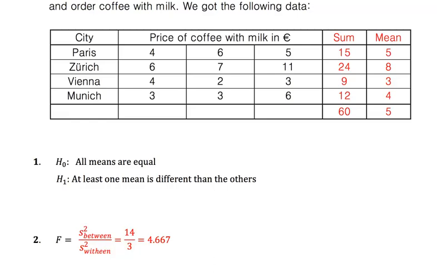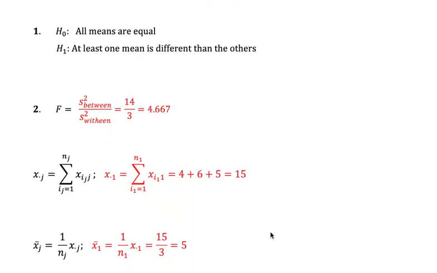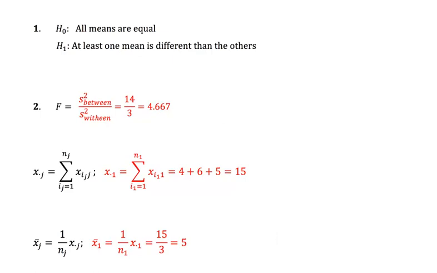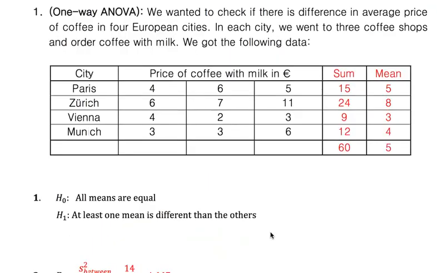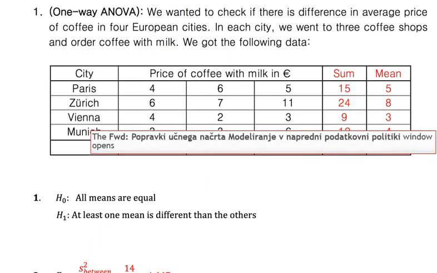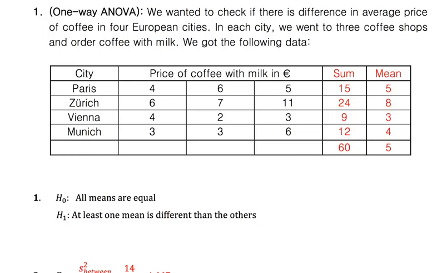So in order to get to the F, you can see here the whole calculation already, but what we need first is the means for each of the groups, and then we need the global mean. So by group, in our case by city, we sum up the values and divide by the number of observations. In our case, we have 3 observations in each of the cities, but it's not necessary that we have the same number of observations in each of the samples.